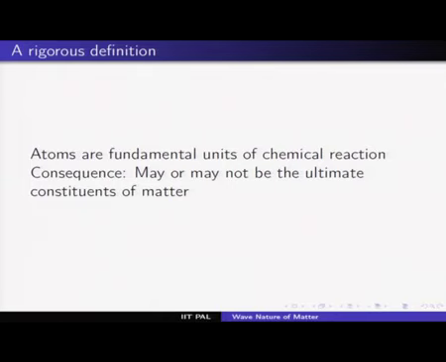Although Marie Curie, probably Pierre Curie also, got a Nobel Prize in chemistry. Those days there was no great distinction between physics and chemistry. And one important consequence is that when we say that they are fundamental units of chemical reaction, they may be or they may not be ultimate constituents of matter.